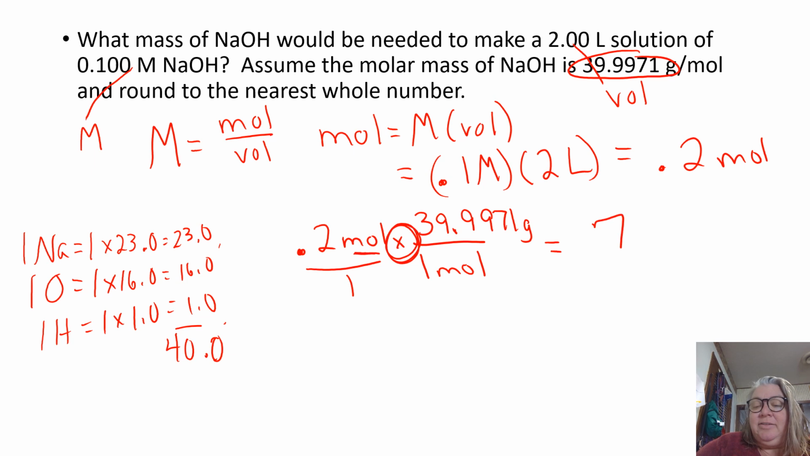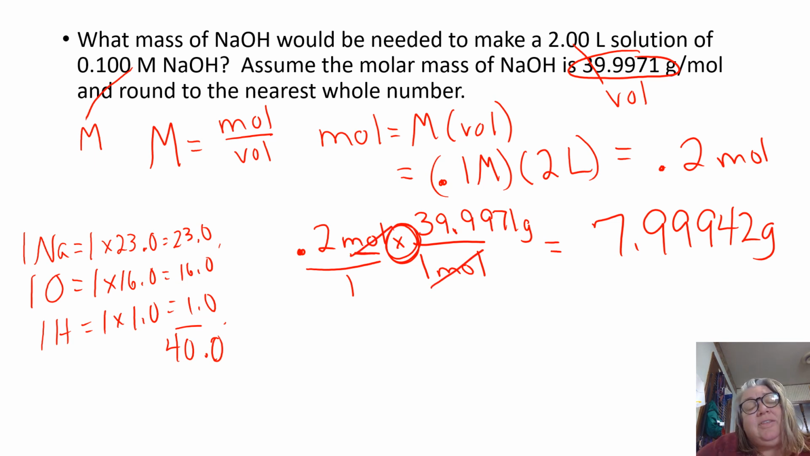So I get 7.99942. My units are in grams because the moles are going to cancel. And the problem asks me to round it to the nearest whole number, which in this case would be 8. So try that, see if it helps you. If you have any other questions, let me know.